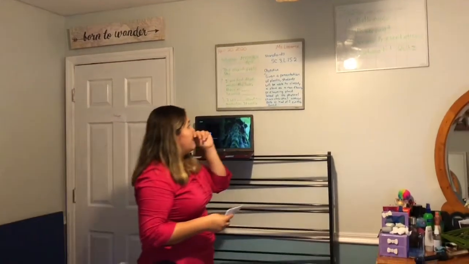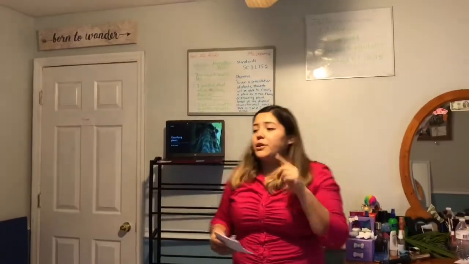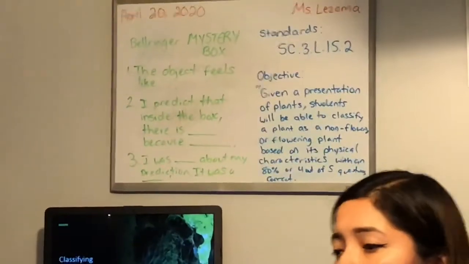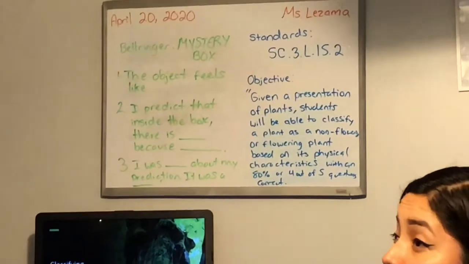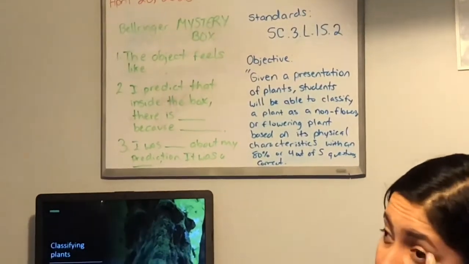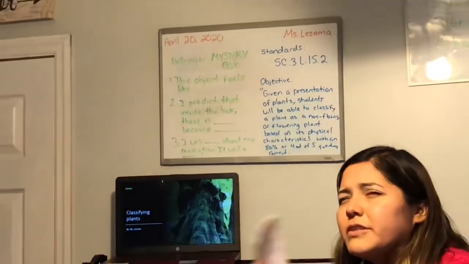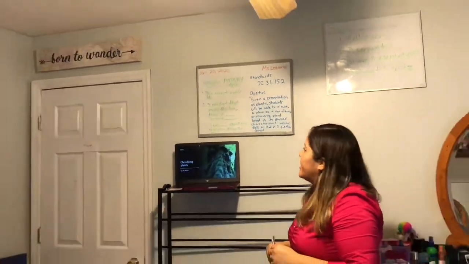So fill in the blank. Number 1 for your bell ringer. What does it feel like? The object feels like, write it down. You could write how it smells. Maybe it has a smell, maybe it doesn't. You could write how it sounds, if there's something heavy or something light in there.